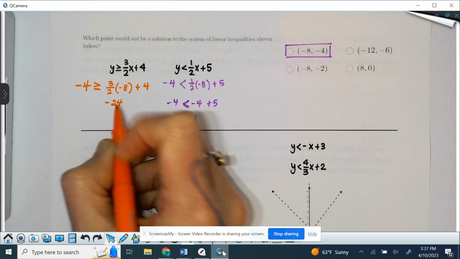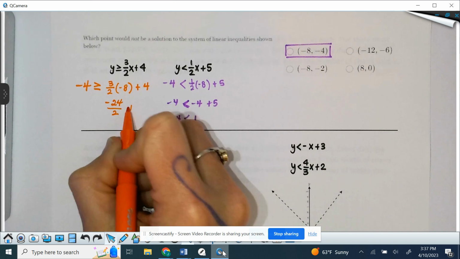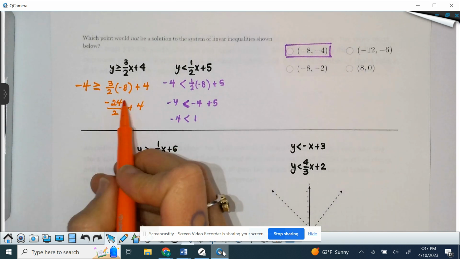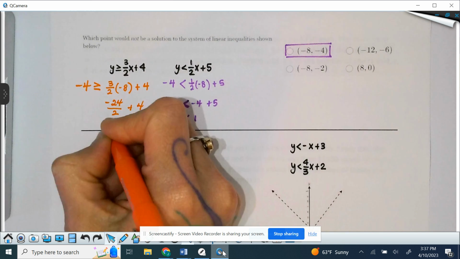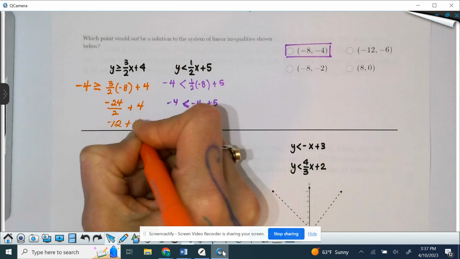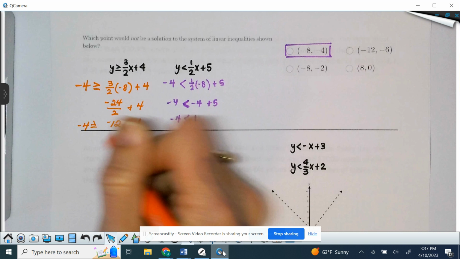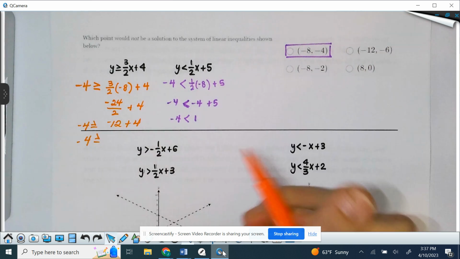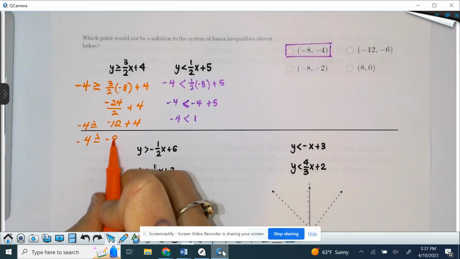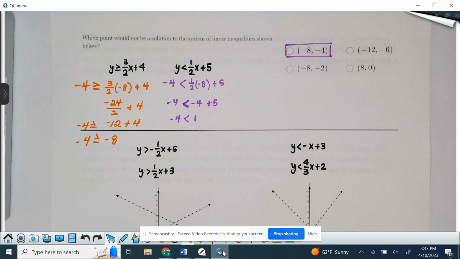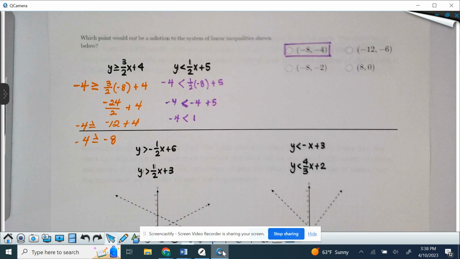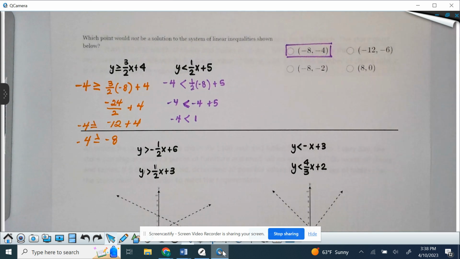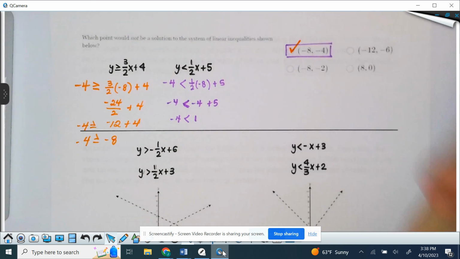3 times negative 8, so 8 times 3, but it's a negative, will give you negative 24, divided by 2, plus 4. So negative 24 divided by 2 will be a negative 12, plus 4. A negative 4 is greater than or equal to a negative 8. In that case, negative 4 is greater than a negative 8 because it's getting closer to 0, and that's where we start getting good money. So far, this guy looks good. So that should be our answer.